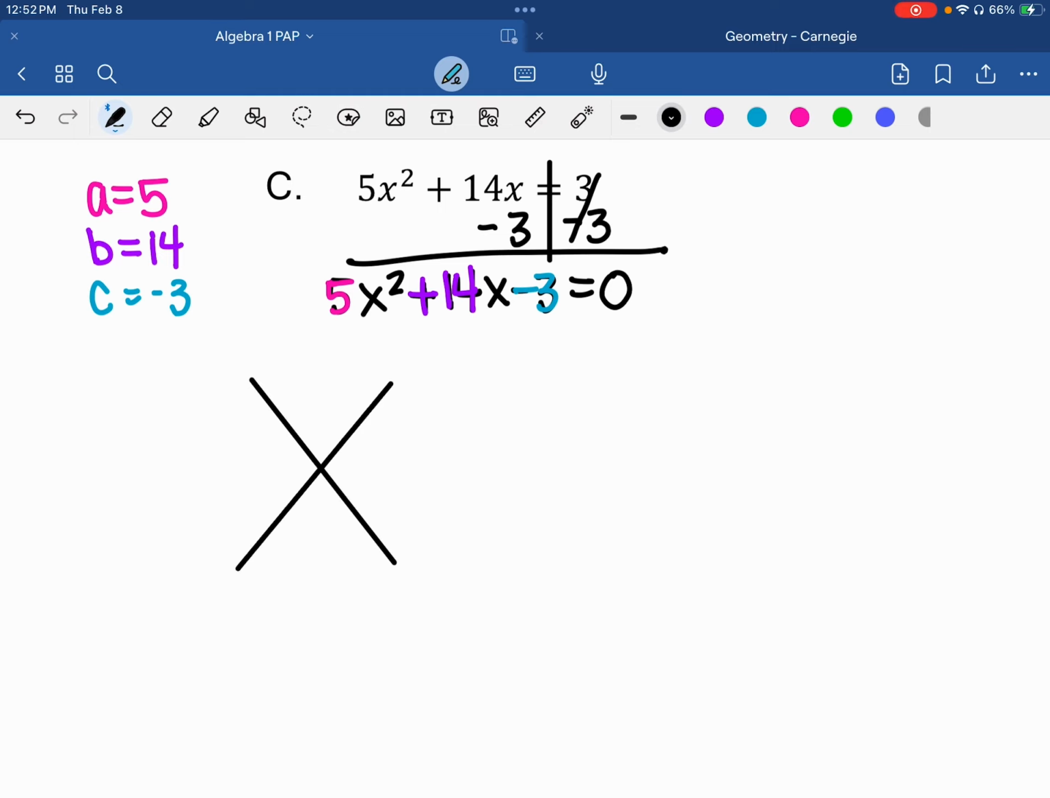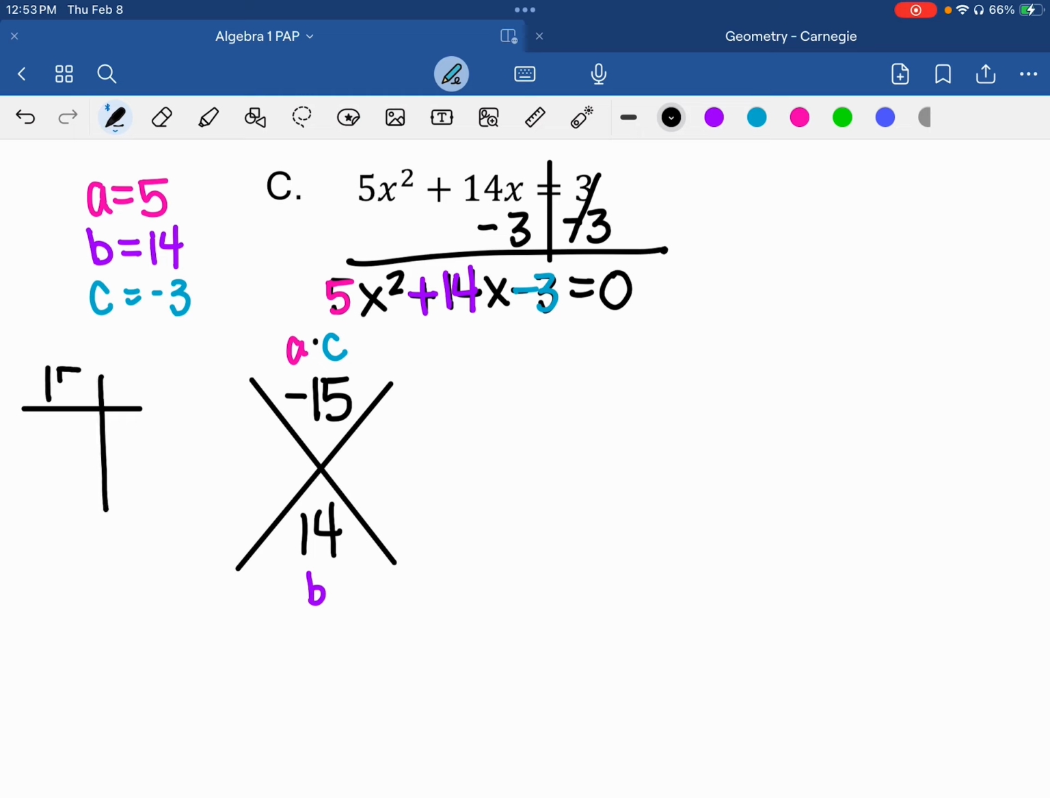All right, now we're going to go ahead and do our x method. In our x method, remember, we're going to multiply our A value, 5, times our C value, -3. 5 times -3 is -15. And we're going to put our B value down here. Our B value is 14. All right, I'm going to go ahead and make my T-chart over here.